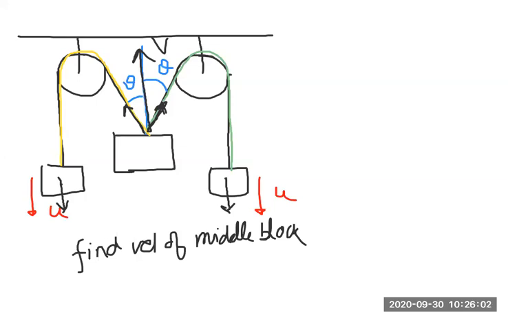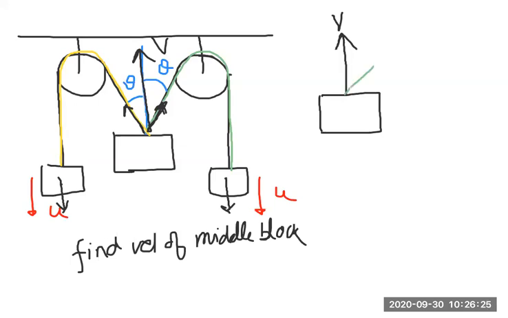No Parth, wrong. So we have a block who has a velocity v. This is v that we want to find out. No, we are doing it wrong.